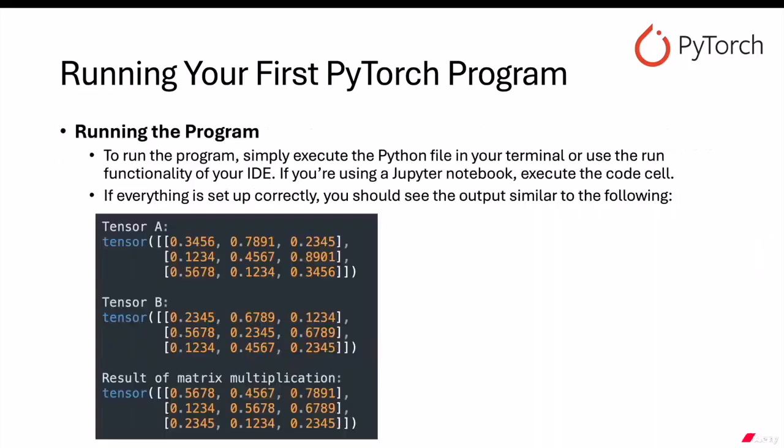Now how to run the program? To run the program, simply execute the Python file in your terminal or using the run functionality of your IDE. If you're using Jupyter Notebooks, execute the code cell. If everything is set up correctly, you should see output similar to the following. Tensor A, where you'll see a random 3x3 matrix, tensor B with a random 3x3 matrix, and the result of the matrix multiplication, which is also a 3x3 matrix with the multiplication result. If you have any issues or problems while doing this, please leave it in the comments and I'll get back to you as soon as possible.